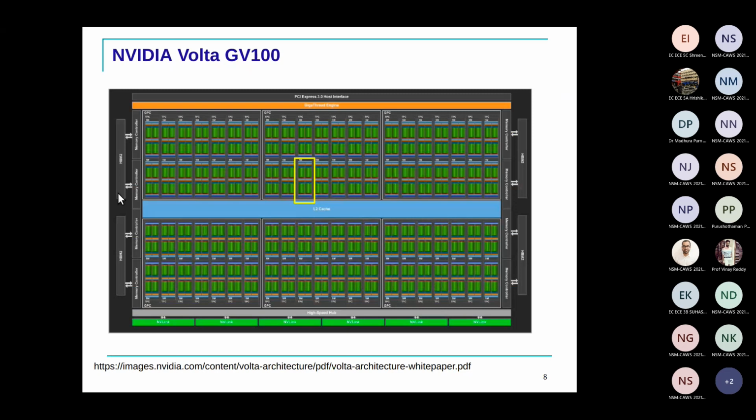So this is one of the recent GPUs. It's called the GV100, the Volta V100 architecture. This is a picture I've taken from the white paper of NVIDIA. You can see that there are so many green boxes here. I have one highlighted in the yellow box. This is basically one streaming multiprocessor. Within this streaming multiprocessor, there are again several hundreds of cores. And like this, you can see so many streaming multiprocessors. You also have an L2 cache, which is common to all of these.